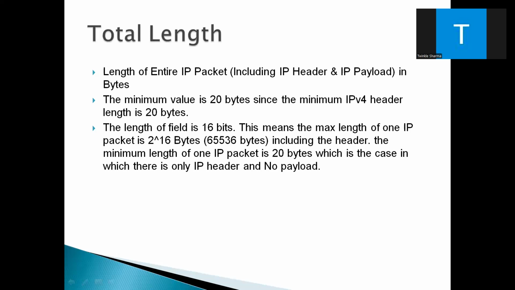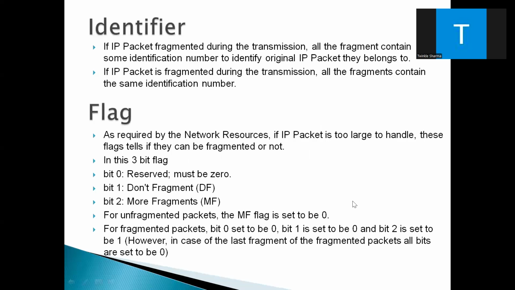Then we have the identifier. If an IP packet is fragmented during the transmission, all the fragments contain a unique identification number to identify the original IP packet they belong to. This identification number helps to identify the original IP packet. If an IP packet is fragmented during transmission, all the fragments contain the same identification.